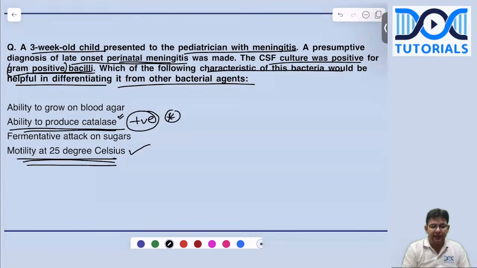But the answer here, the unique property from the other bacterial agents, yes, the answer is motility at 25 degrees. So the answer to this particular one is the fourth one. B can also be the answer, but again, the INI CET questions are such only. Better answer will be D.